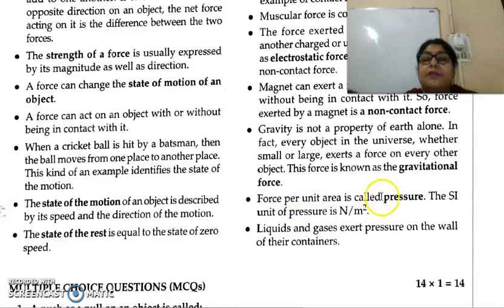Then force per unit area is called pressure. The SI unit of pressure is Newton per meter square. Liquids and gases exert pressure on the walls of their containers. So these are some of the important points which you need to revisit sometimes so that you can recollect what you have learned in this chapter.